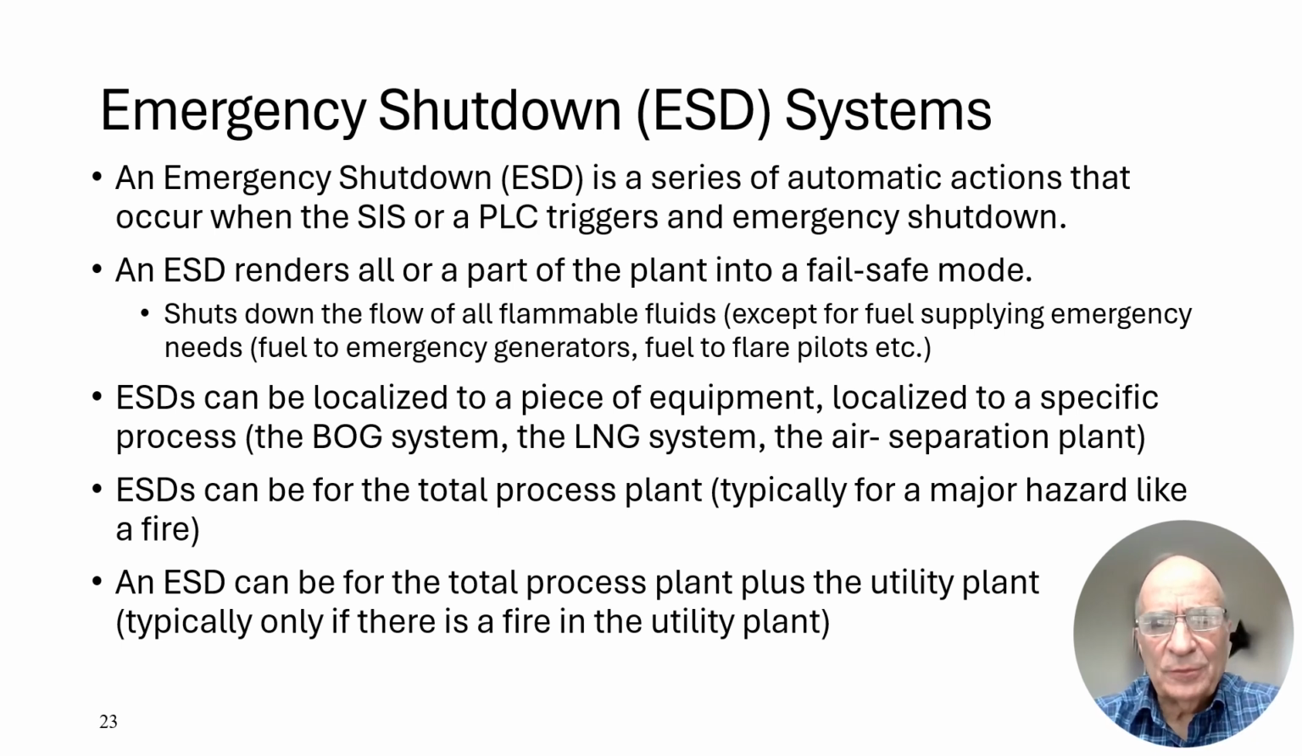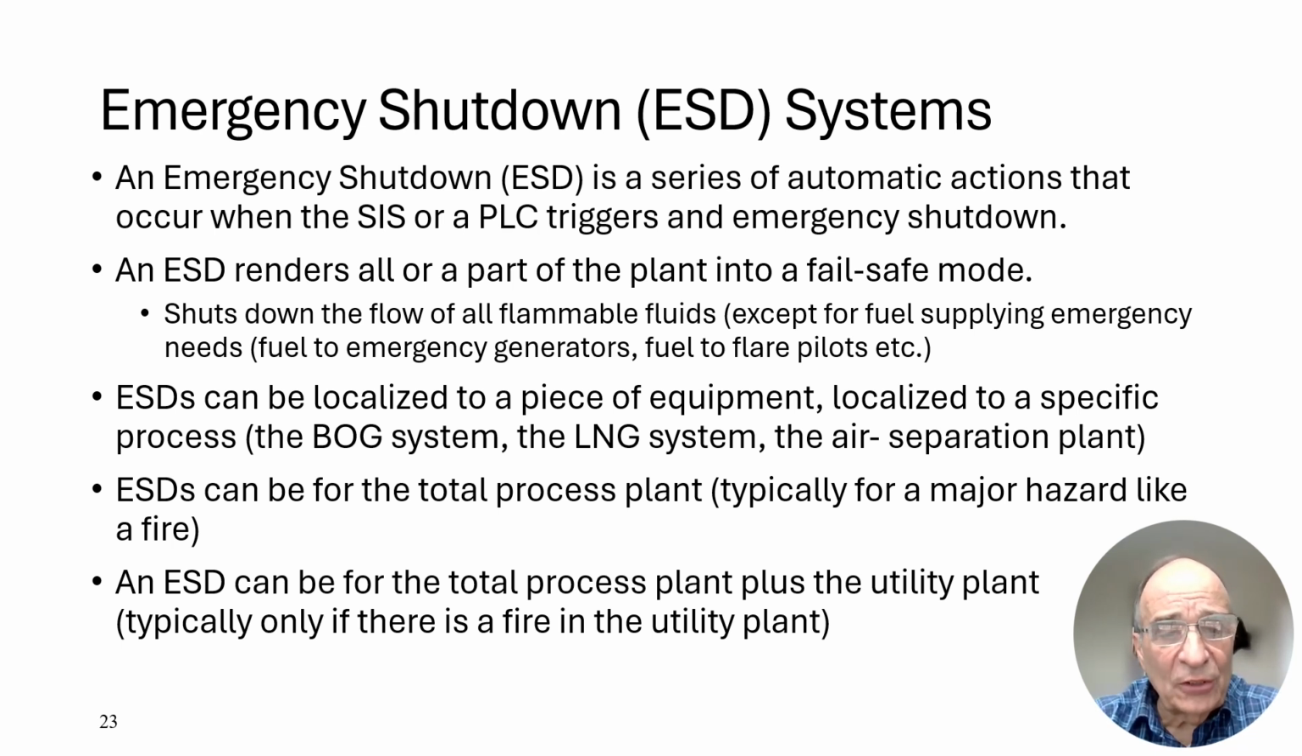Emergency shutdown systems. Emergency shutdowns usually occur as an action from the SIS. An emergency shutdown is a series of automated actions that occur when an SIS or a PLC, programmable logic controller, triggers an emergency shutdown. An ESD renders all parts or part of the plant in a fail-safe mode. It shuts down the flow of all flammable fluids except for fuel supplying emergency needs, such as fuel for emergency generators or fuel for the flare pilots.